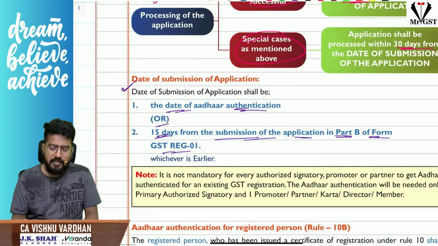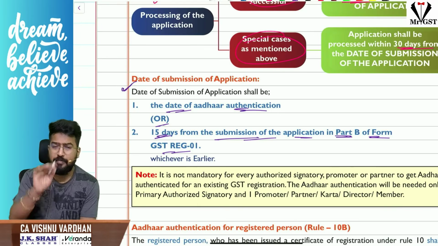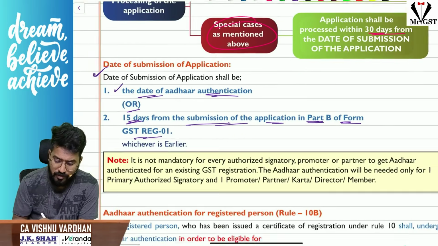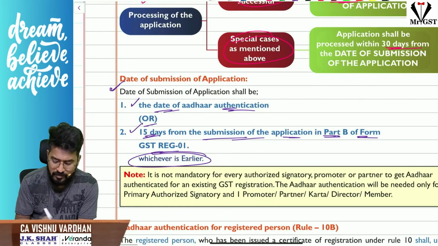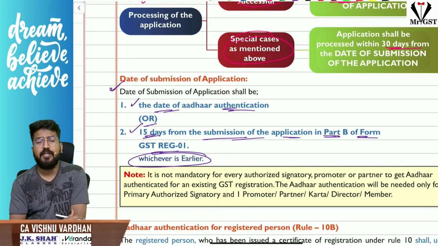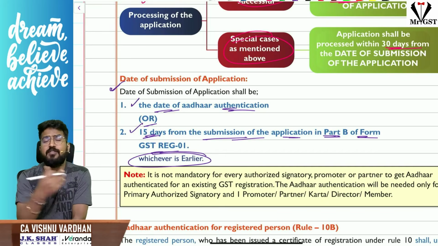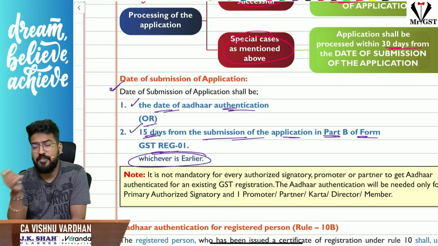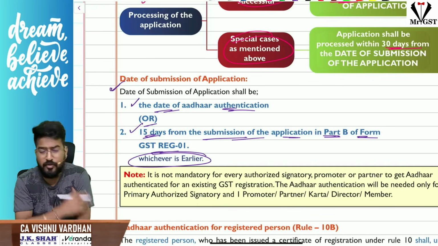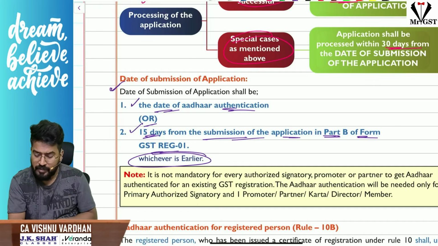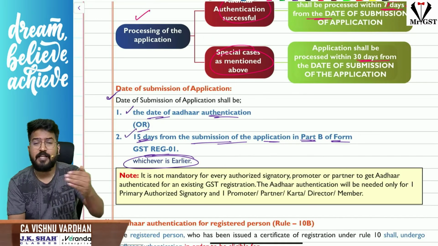What does it mean, sir? That means, sir, you submitted the application part B from that date of Aadhaar authentication or 15 days, whichever is earlier. That means if you have selected Aadhaar authentication and you are not doing it, the system will wait for 15 days for you to do Aadhaar authentication. That means here 15 days waiting period plus their 30 days, total 45 days you have to wait if you are not doing Aadhaar authentication. So Aadhaar authentication is really very important for the registration, so that the time delay can be reduced.